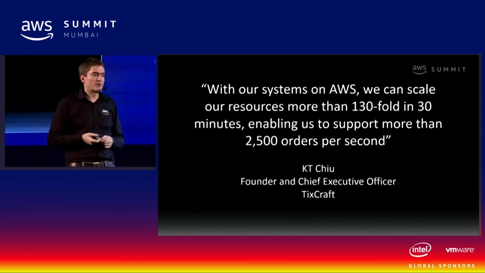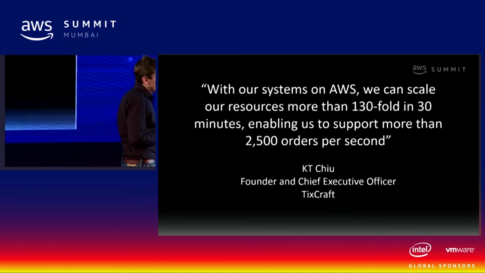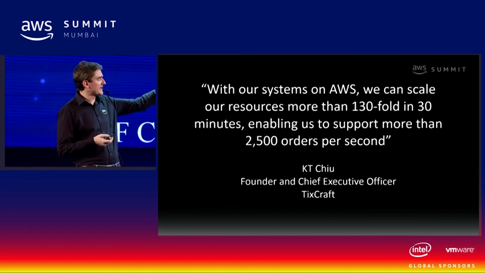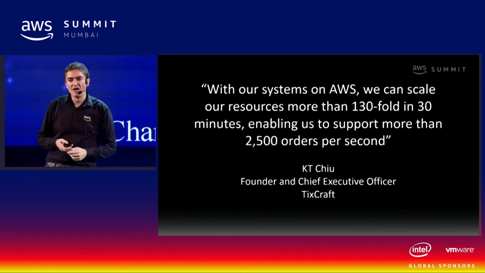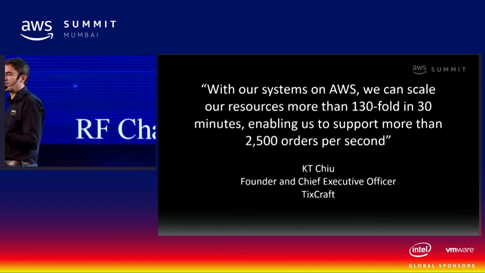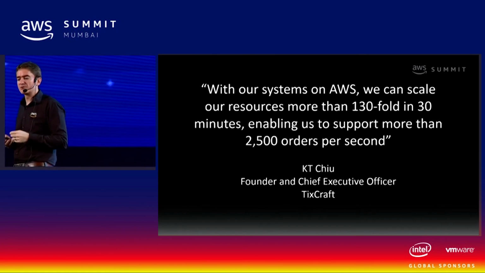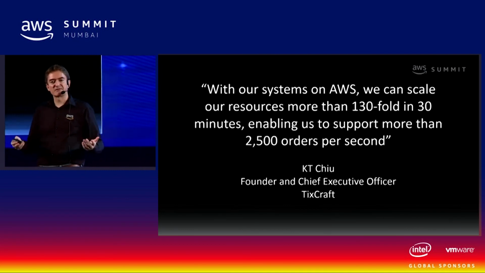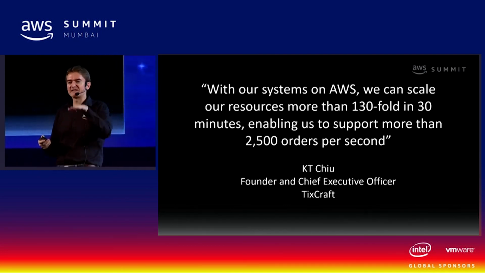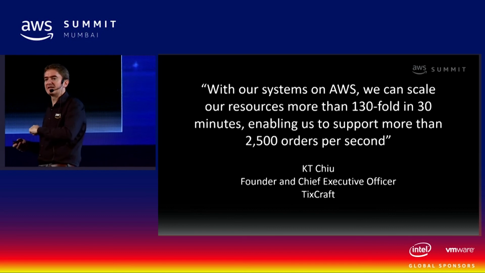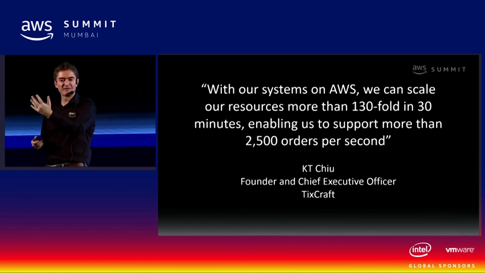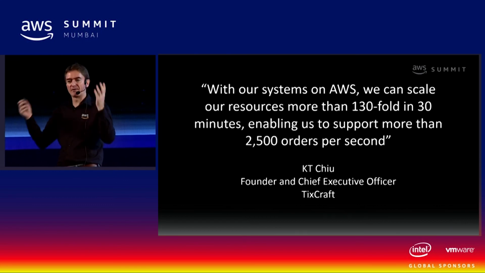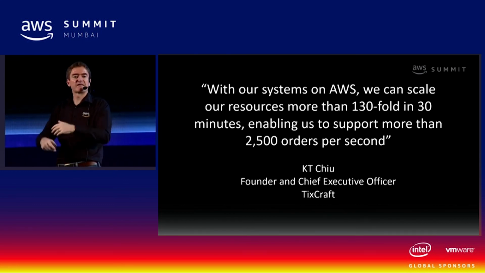This is another customer I've worked with out of Taiwan, and they do ticket sales, so for concerts and events and so on. So with our systems on AWS, we can scale our resources more than 130-fold in 30 minutes, enabling us to support more than 2,500 orders per second. So again, in the ticket sales scenario, they have their daily business for events where people are just buying tickets, and then they release some amazing Mandarin pop star or Cantonese pop star or something who's visiting Taiwan, and boom, everybody wants to go in and get that ticket, so then they have a huge spike.